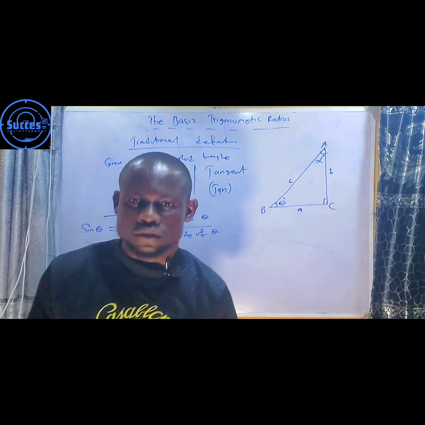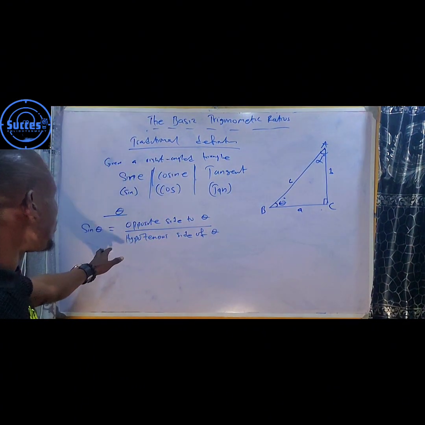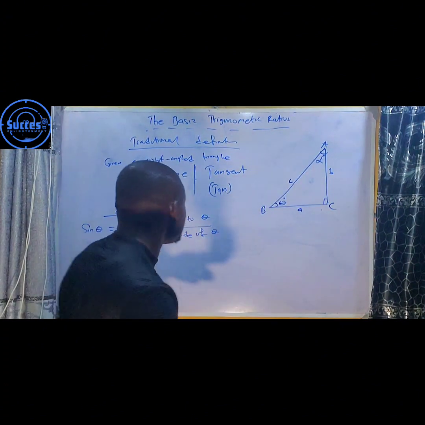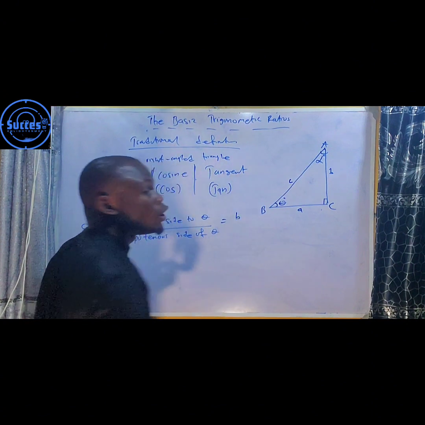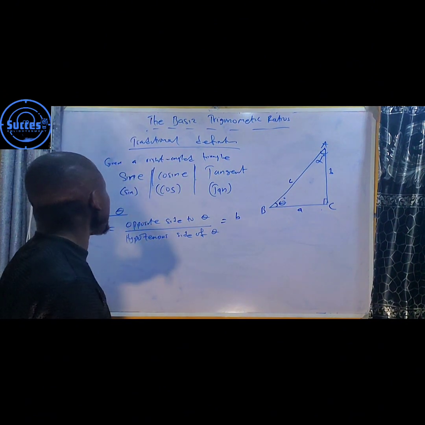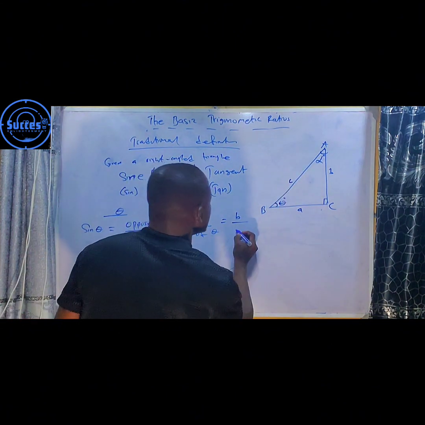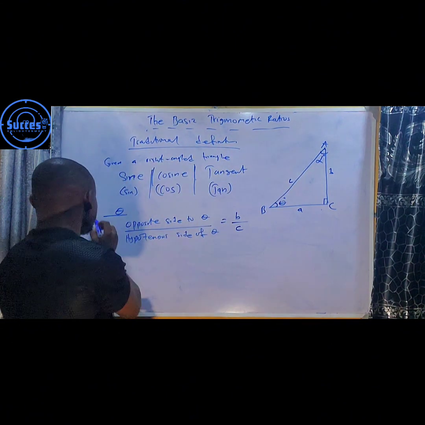Traditional definition of sin theta is the opposite side of angle theta, which is b, divided by the hypotenuse side of theta, which is c. This is what sin theta is.